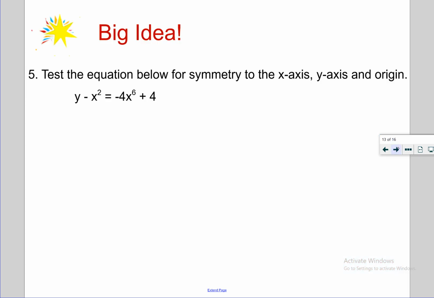Let's see what I want to do here. Yeah, let's have you guys do this one. So with your partner, make your 3 columns. I want you to test this function for symmetry to the x-axis, y-axis, origin. Hey, any negative number to an even power, what is that? Any negative to an even power is positive. And any negative to an odd power is negative. Okay, go.